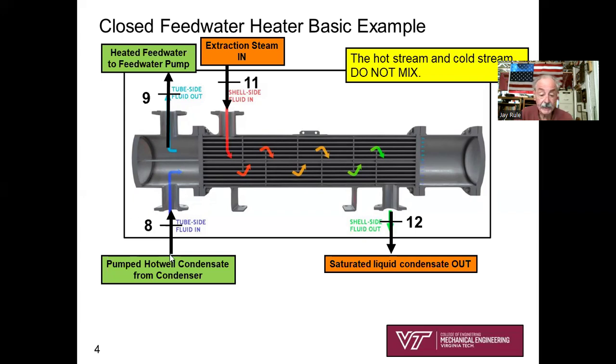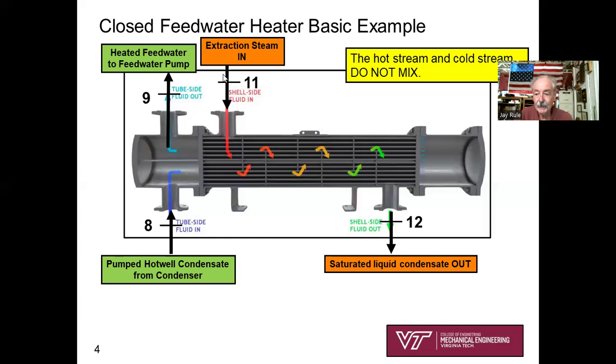Based on the sketch, state 8 is the feed water coming into the heater. It comes into thermal contact with the extraction steam that's condensing, so it's going to get warmer and warmer. It will be heated up to state 9, where it goes off to either the boiler or the feed water pump, depending on where this is going to be located. Probably it will be before the feed water pump and after the open feedwater heater. That's probably where it will be.